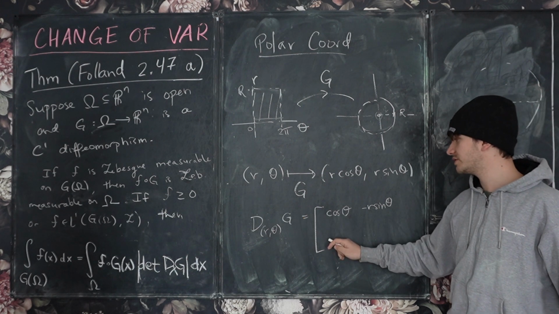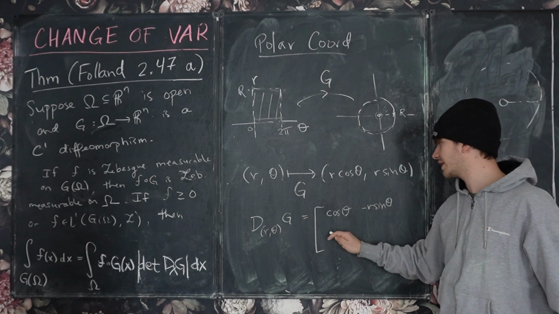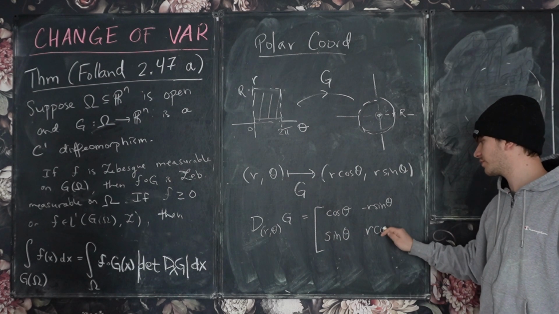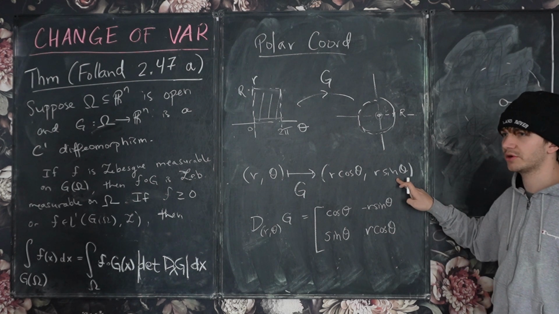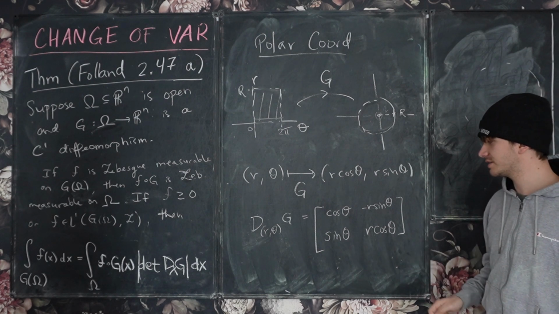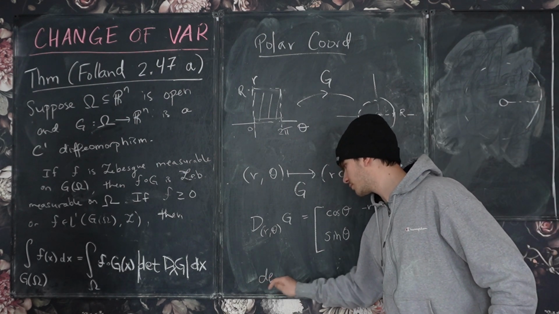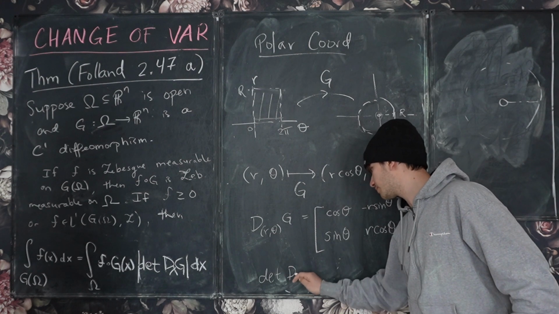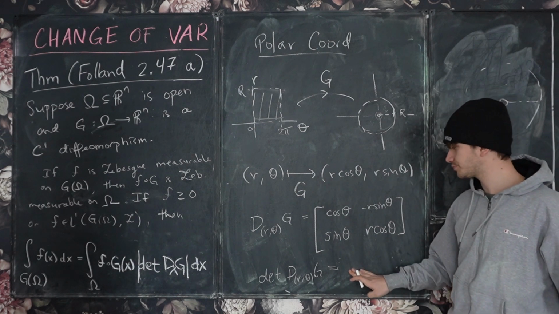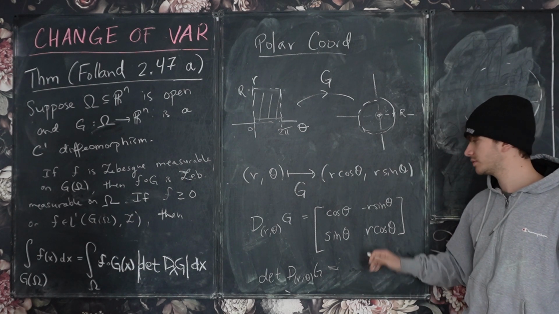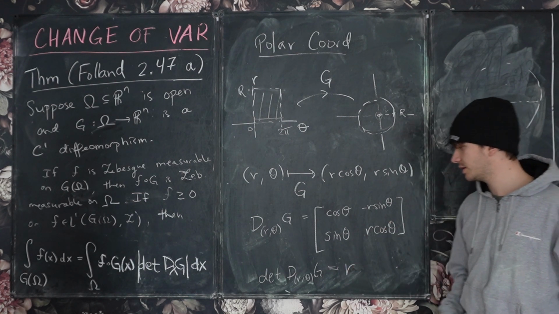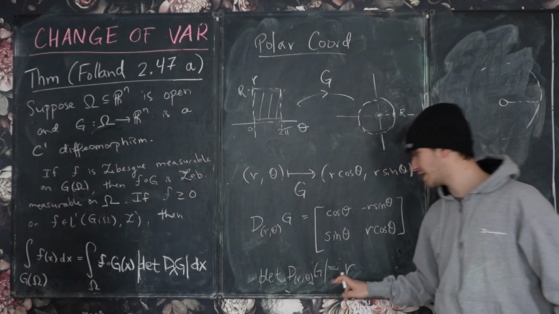Similarly, take the derivative of g2 with respect to r, and we get sine theta here, and then here we get positive r cosine theta, right? Which is the partial derivative of the second component with respect to theta. This is our Jacobian matrix. If we take its determinant, we just get r, right? So we get r cosine squared theta plus r sine squared theta. So we just get r. Okay? And we'll just put the absolute value here.